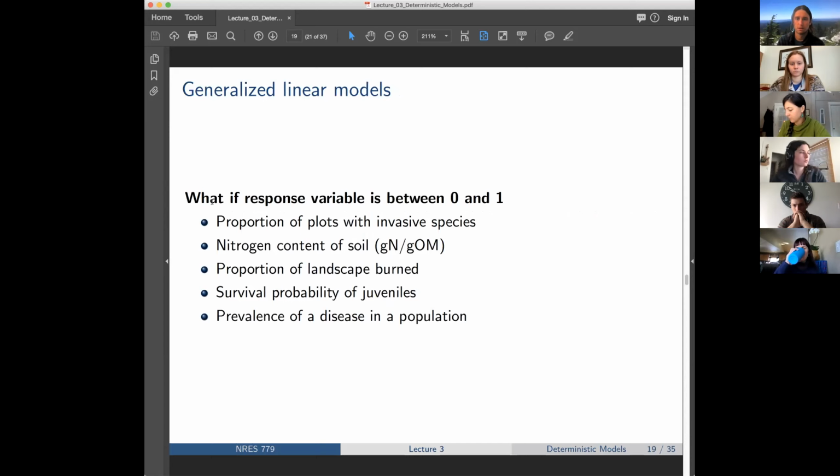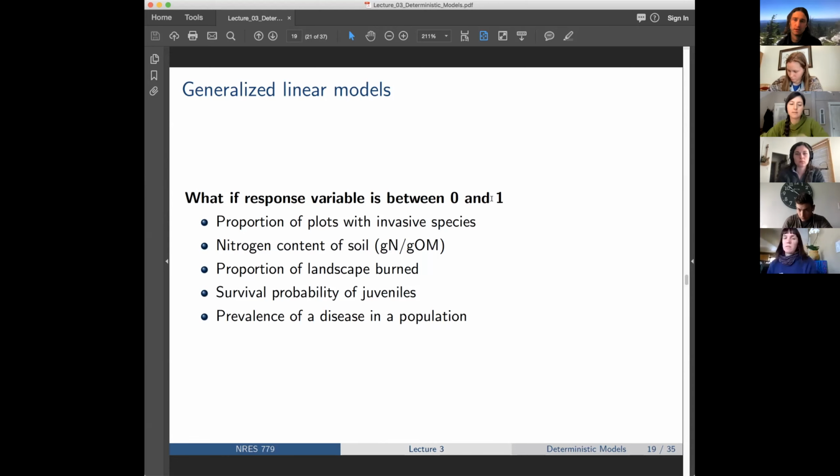Okay, so we talked about this a little bit already. What if the response variable is between 0 and 1? So not just 0 and 1, like survival data or observation data, but what if we actually observe any value between 0 and 1? Here are some examples: proportion of plots with invasive species, nitrogen content of soil, proportion of a landscape burned, survival probability of juveniles, or prevalence of disease in a population. So we haven't talked about a type of model that would be used to match this support yet. This one is less common in ecology, but still used quite a bit.